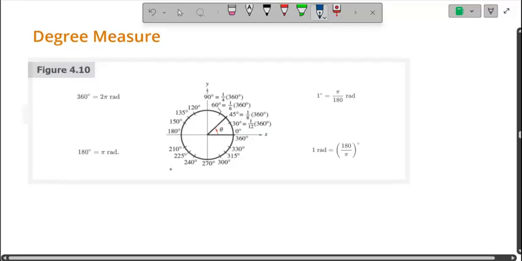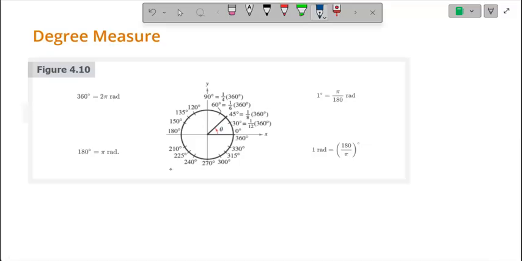Okay, so here we are trying to make the correspondence between degree and radian, right? And you need one of the rules. So over here they are highlighted for you. Either 360 is equal to 2 pi radian, or 180 degrees is going to be pi radian, right? And you can turn it into 1 degree going to be pi over 180 radian, or 1 radian going to be 180 over pi degrees.